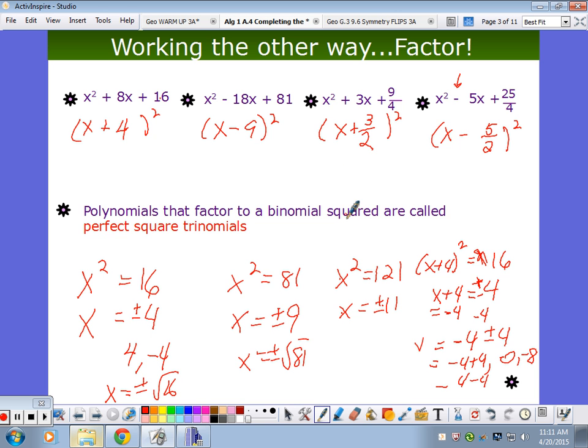We can do another one. X minus 3 squared equals 9. Take the square root of both sides, what happens?